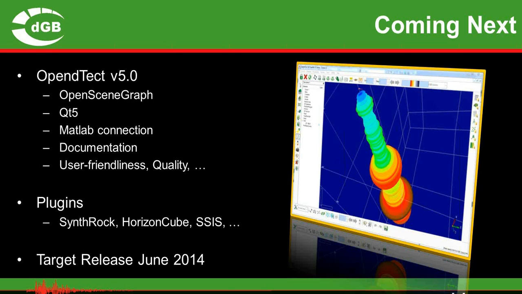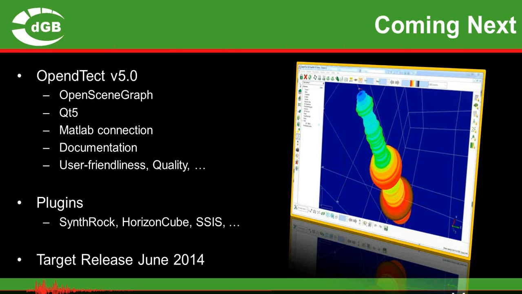We'll also be switching to Qt5, which will allow us to get better interaction with finger touch screens and pen devices. And we have already developed a MATLAB connection. This was a project sponsored by BG, and this allowed us to use MATLAB code in OpendTect and to import MATLAB generated data and visualize it in OpendTect. It's a project that has been finished already. We will be releasing it with 5.0 in the open source domain in OpendTect itself.